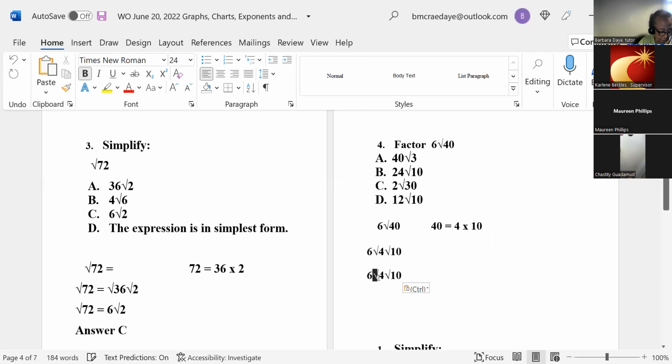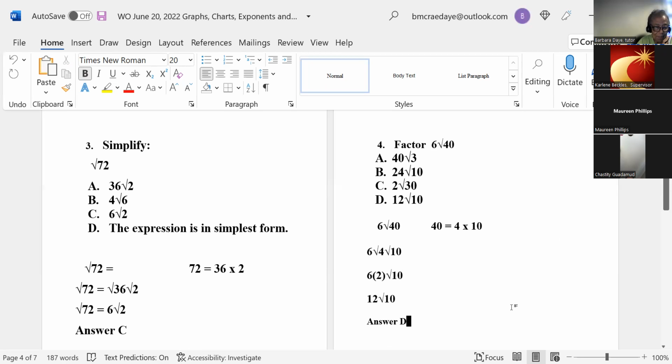So let's just put parentheses here. That's a 2. All right. So we have 6 times 2 times the square root of 10. What is that equal to, Maureen? 12, the square root of 10. That's it. Very good. So 6 times 2 multiplies to give you 12. All right. So 12 times the square root of 10, and that's your answer. And what letter is that, Maureen? D. D, that's right. Answer D.